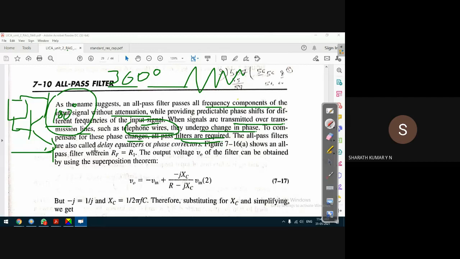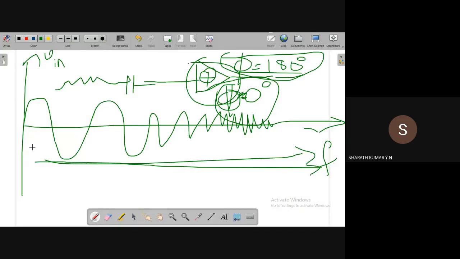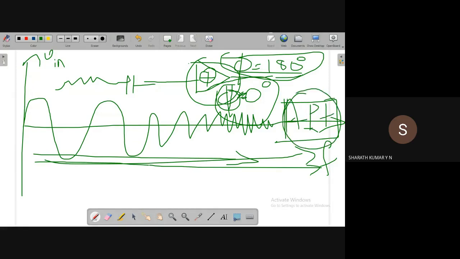The all pass filters are also called delay equalizers, or phase correctors. For example, the transmission lines provide some phase shift which can be nullified using what is known as an all pass filter, with the intention to reduce the phase shift introduced by the transmission lines.